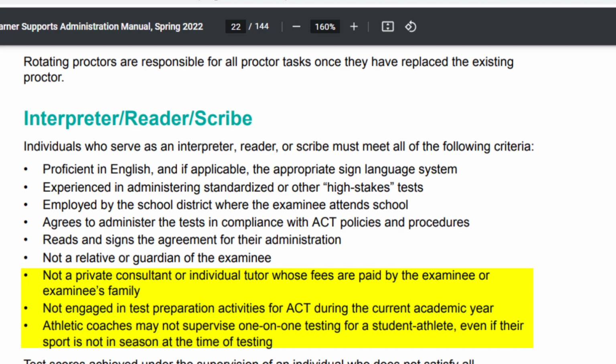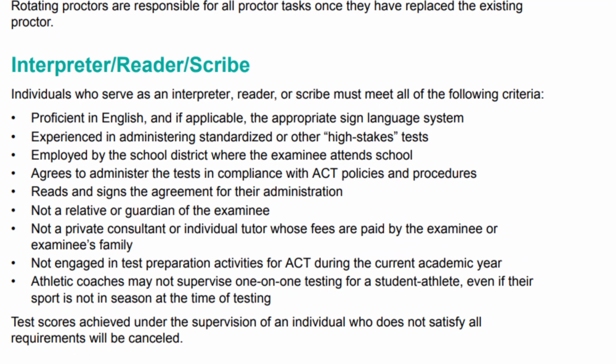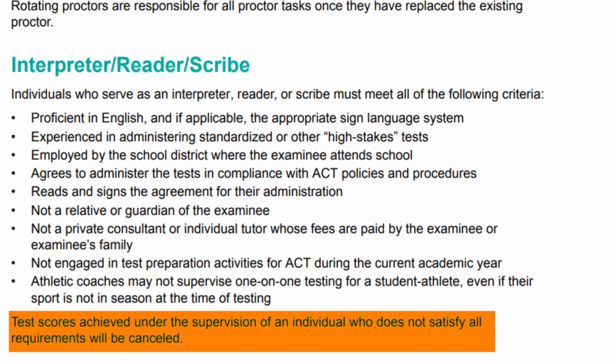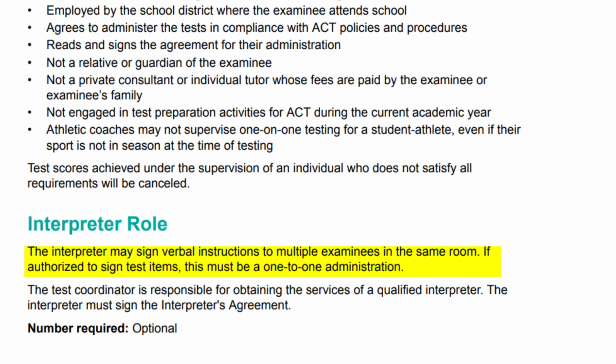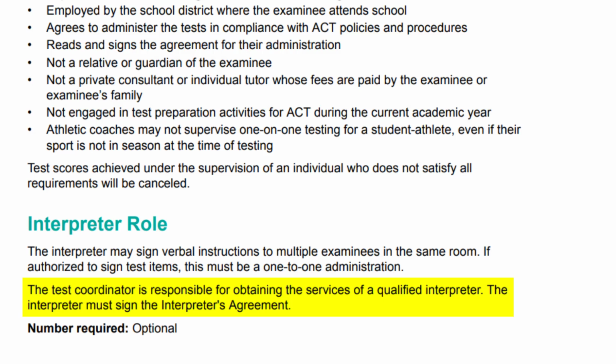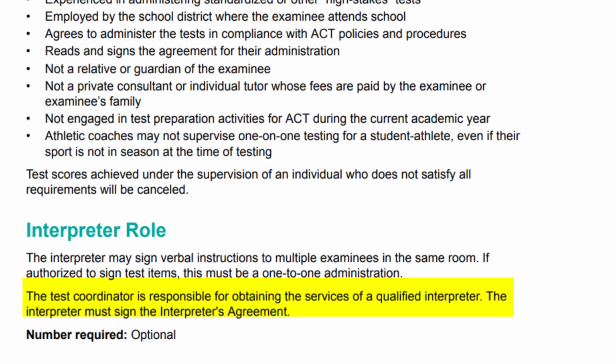Athletic coaches may not supervise one-on-one testing for a student athlete, even if their sport is not in season at the time of testing. Test scores achieved under the supervision of an individual who does not satisfy all requirements will be canceled. Interpreter role. The interpreter may sign verbal instructions to multiple examinees in the same room. If authorized to sign test items, this must be a one-to-one administration. The test coordinator is responsible for obtaining the services of a qualified interpreter. The interpreter must sign the interpreter's agreement.